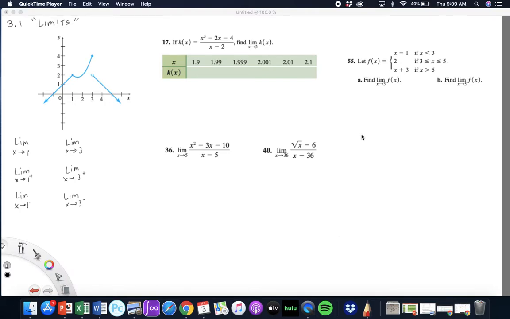Limits, or section 3.1. So really you have to understand how functions can be represented. Functions can be represented as a graph, which is represented right here. It can also be represented as a table, which isn't used too widely, but I'll show how you can figure out a limit using a table.